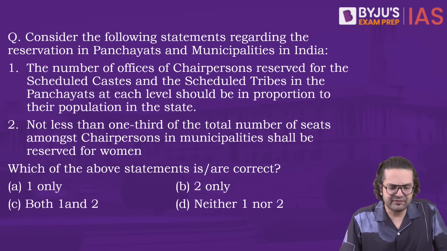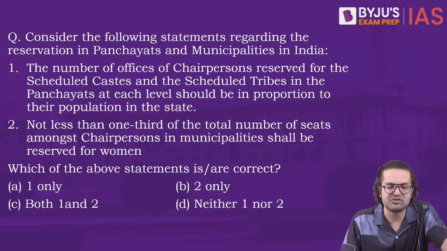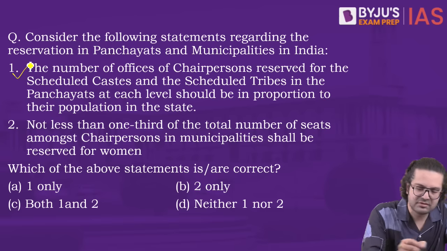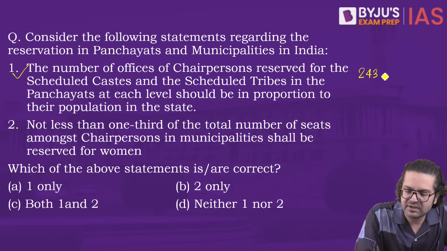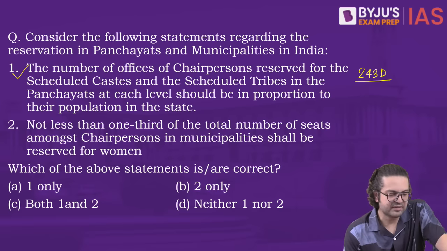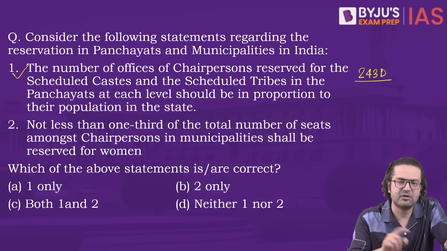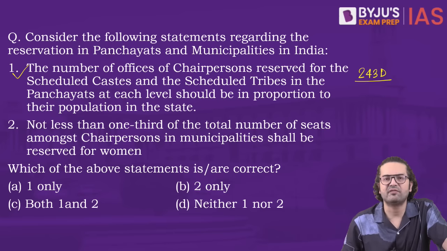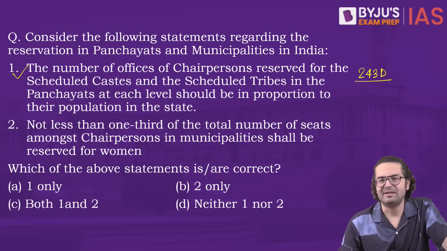Next question. Consider the following statements regarding the reservation in panchayats and municipalities in India. The number of offices of chairpersons reserved for the scheduled castes and the scheduled tribes in the panchayats at each level should be in proportion to their population in the state. Yes. Reservation in panchayats, 243 capital D. Okay. Number 2, not less than 1/3 of the total number of seats amongst chairpersons in municipalities shall be reserved for women. See, this statement would have been correct for panchayats. In panchayats, 1/3 seats amongst chairpersons are reserved for women. That's correct. Not in the municipalities.